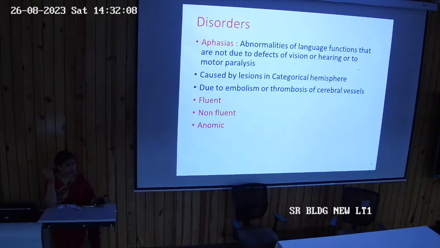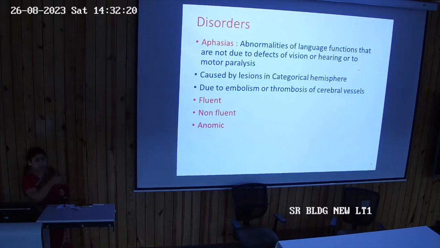Global aphasia involving both the areas, sensory and motor. That becomes the global aphasia. Okay. Now with the help of these words, we can see the symptoms and categorize according to it. Okay. Fluent, non-fluent, anomic.